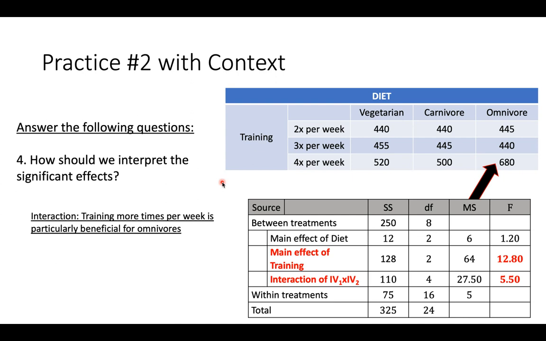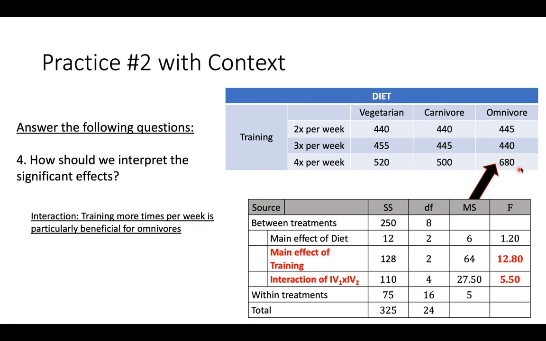So what I want you to do is pause again, and I want you to graph out this means table. I want you to put the number of trainings per week along the x-axis, and I want you to put our diets as different colored lines or different types of lines. And then I want you to plot all 9 of these values and then see if you can interpret the interaction. Because what I just did is very difficult to do, to sort of eyeball and figure out which numbers are really important for the interaction.